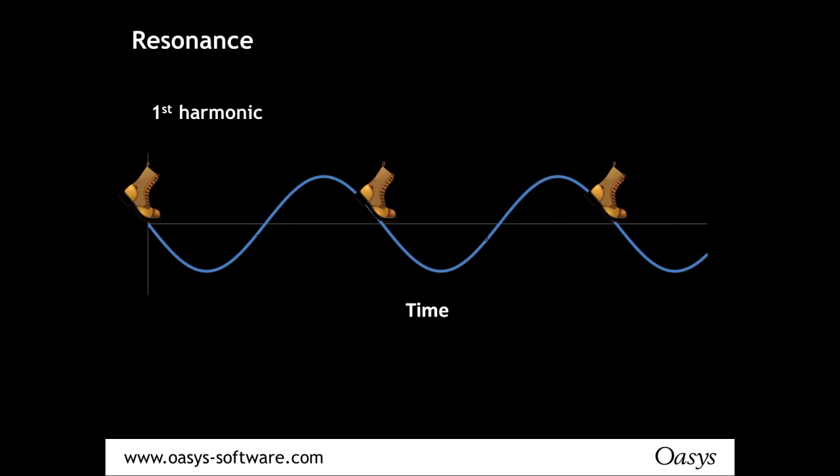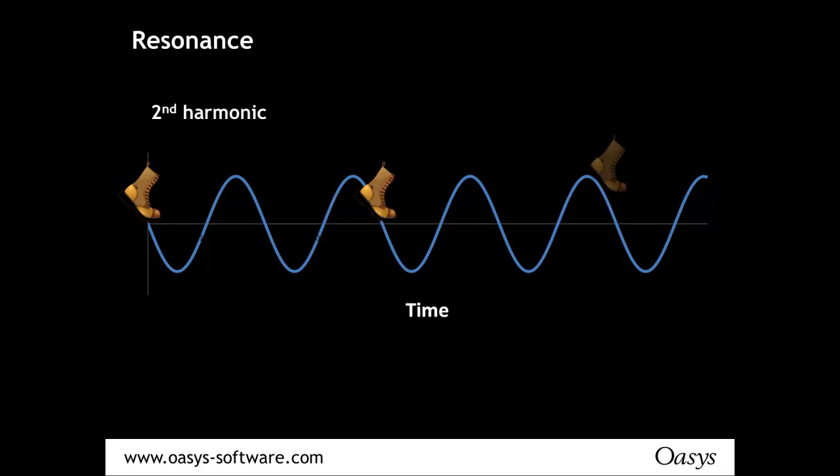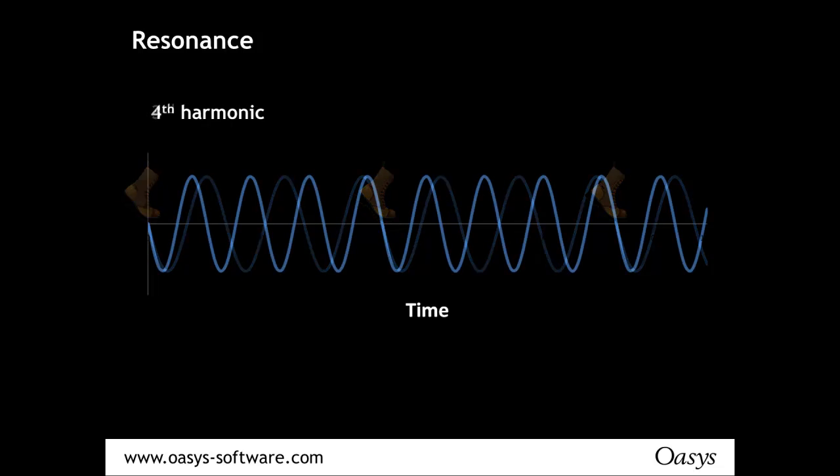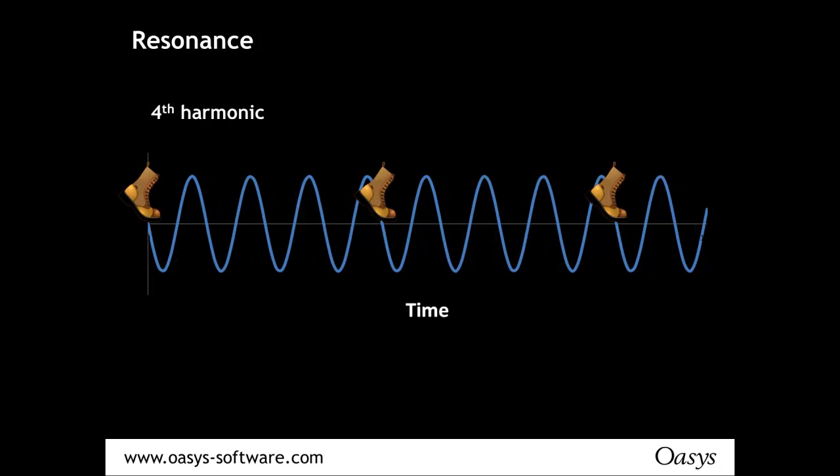So what's more likely is people walking in time with the second harmonic, so every other step, and let's say they're walking at 2 hertz, then they might resonate with the floor structure that vibrates at 4 hertz, or maybe with the third harmonic, let's say at 6 hertz, or even the fourth harmonic, let's say vibrating at 8 hertz.